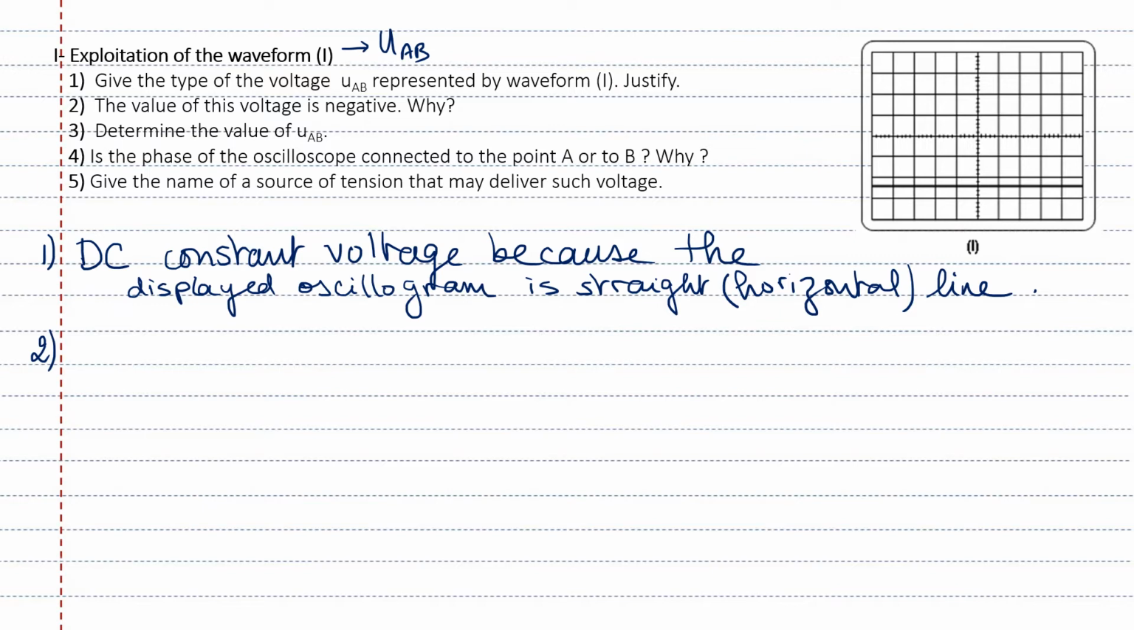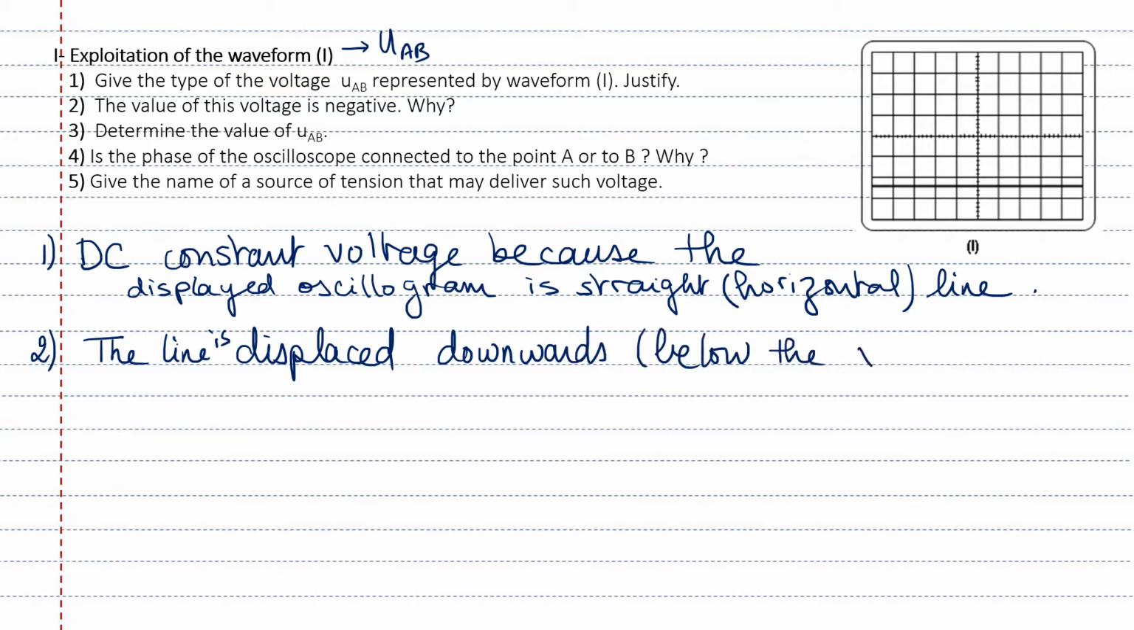Part 2. The value of the voltage is negative. Why is that? Because the line is displaced downwards, below the x-axis, or below the axis simply, which is the time axis. Or simply you can say because it is displaced towards the negative region. Let's add this with a different color. Downwards or towards the negative region. The negative region. It's also acceptable.